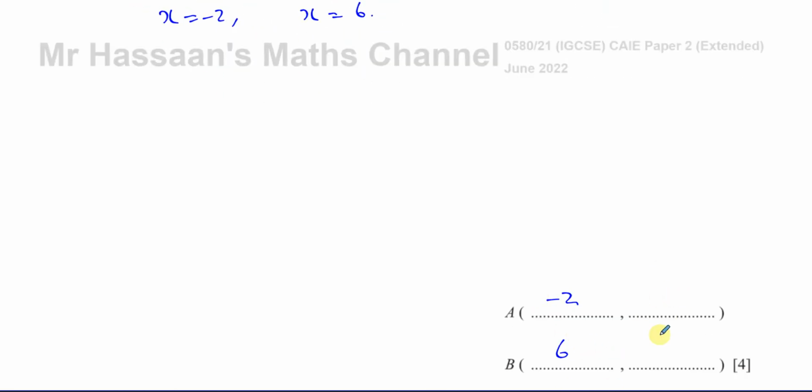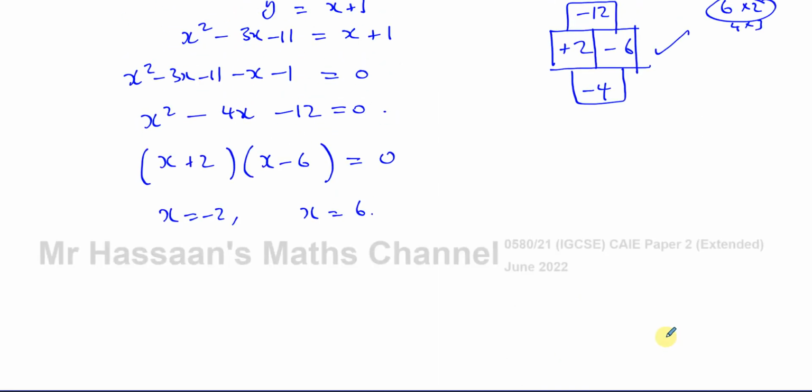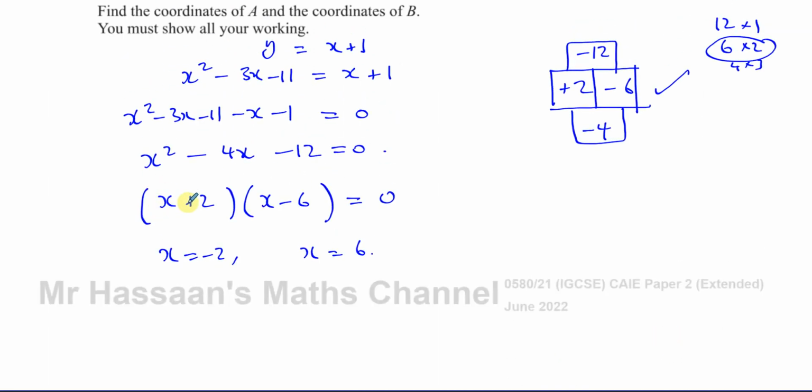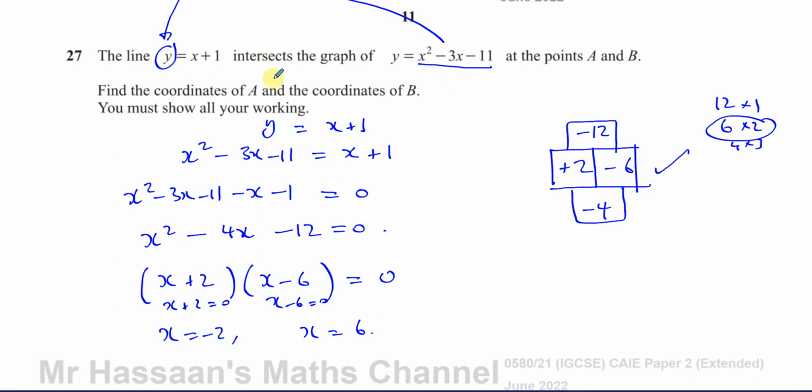Now, there's something missing. The y values are missing, so you have to go and find the y value. Just a little recap here. If x plus 2 equals 0, that means x must be negative 2. And if x minus 6 is 0, that means x must be 6. So now we want to find the y values. Now, we can find the y values using either of these two equations.